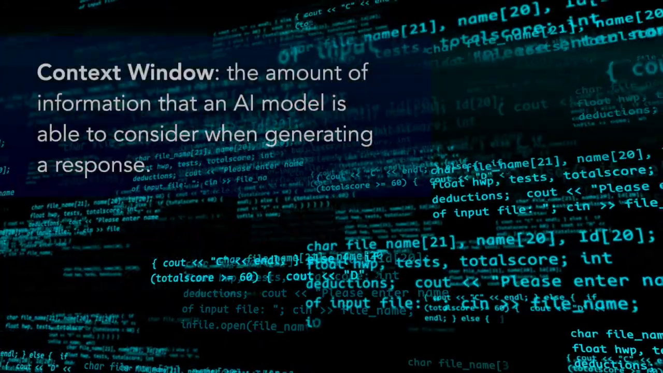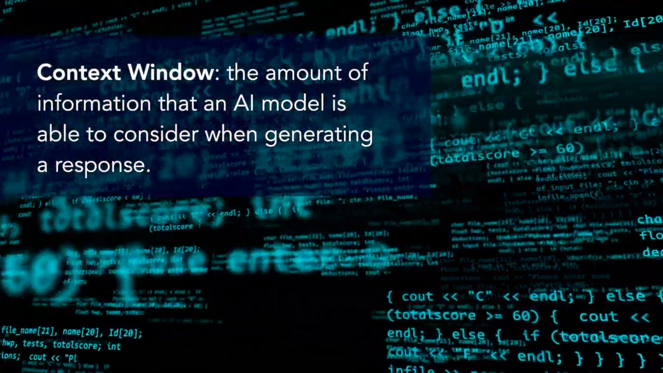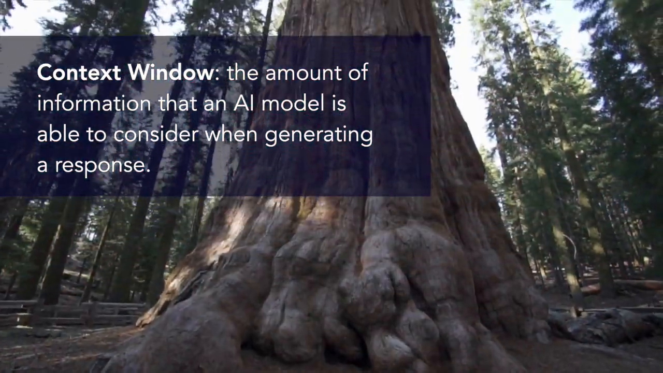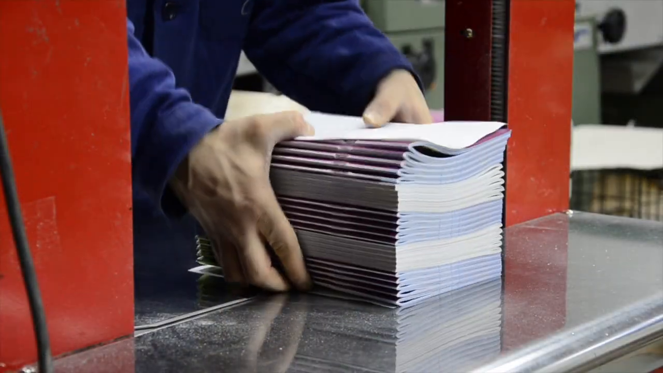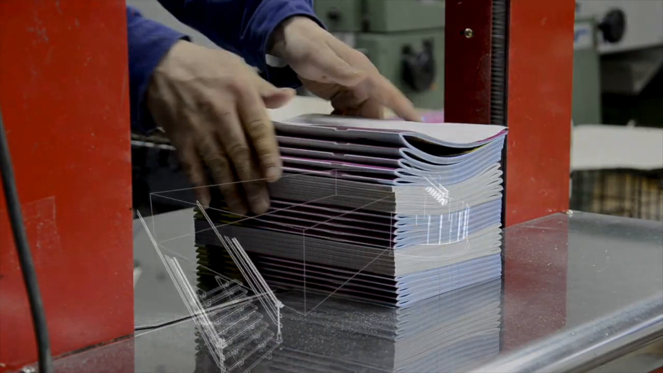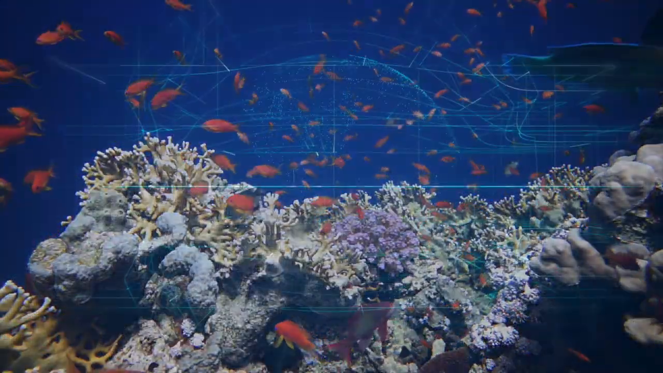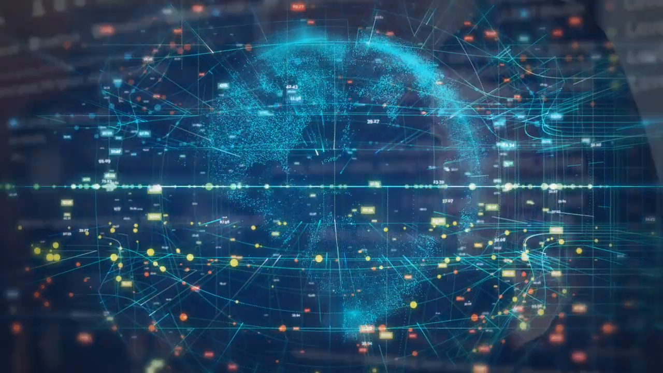The context window is the amount of information that an AI model is able to consider when generating a response. In most cases, it's extremely large. In terms of text, some models have context windows that can handle hundreds of pages worth of text. That's where advanced prompt engineering comes in. Your prompts can be elaborate and detailed. They can include information that enables an AI model to deliver completely personalized results.